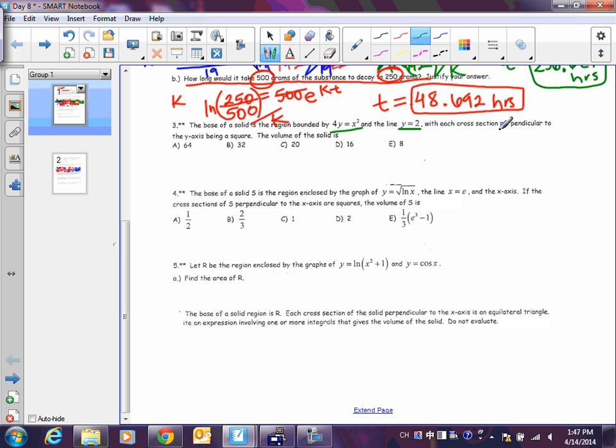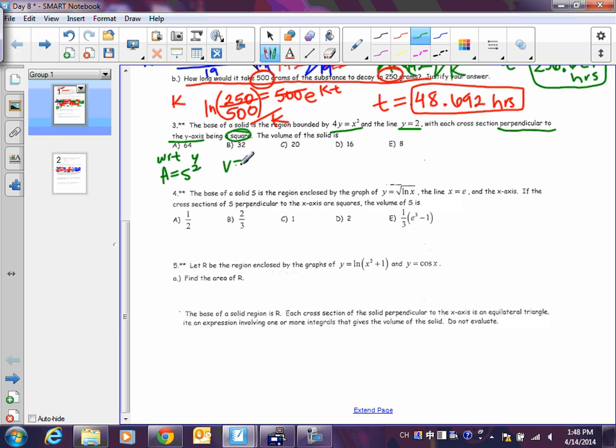Okay, you also need to know, like when you're doing area, you can choose with respect to x, with respect to y, whichever one is easier. But if you're ever doing volume, you have to do what they tell you to do. So if the cross sections are perpendicular to the y-axis, that means you are with respect to y. If it was perpendicular to the x-axis, it would be with respect to x. And then we have a square. So I'm going to go ahead and write A equals s squared.